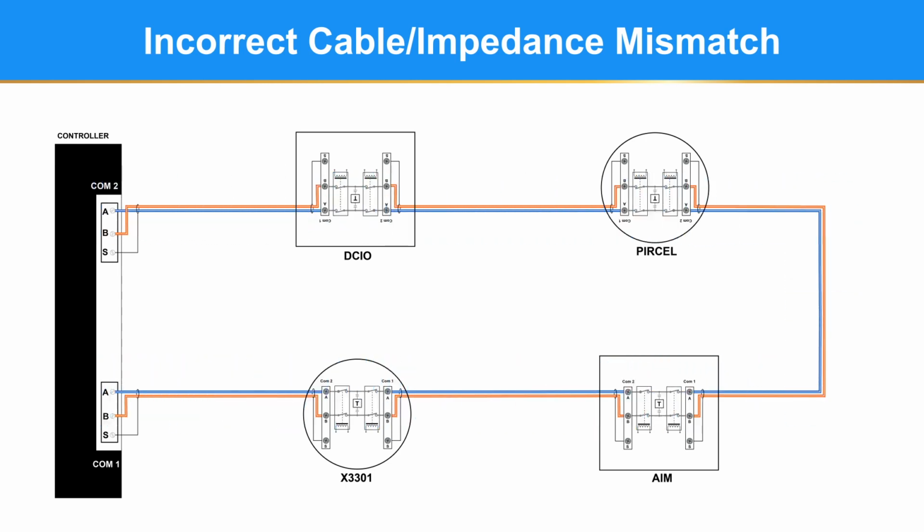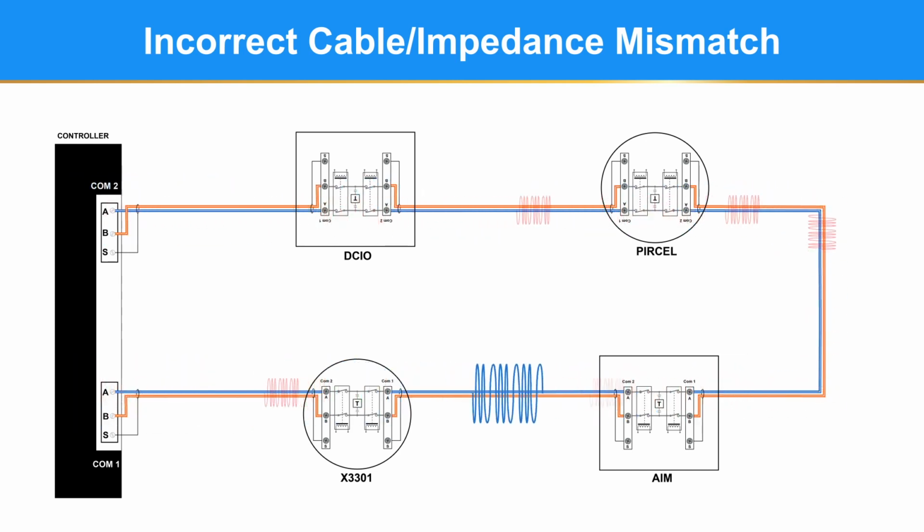Communication reflections happen anywhere there is a mismatch of impedance. The amplitude or strength of the reflection is dependent on how big the mismatch is. And the stronger the reflection, the more it can distort other communications on the network. So if the cable used is not 100 ohms, there could be reflections traveling all over the LON network.